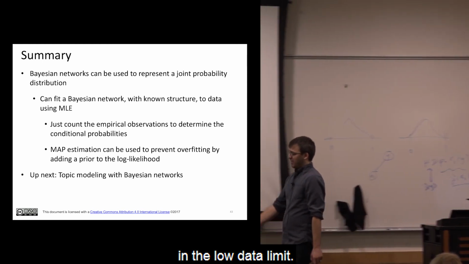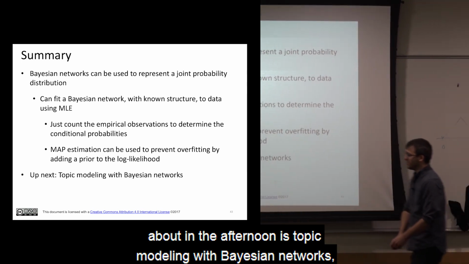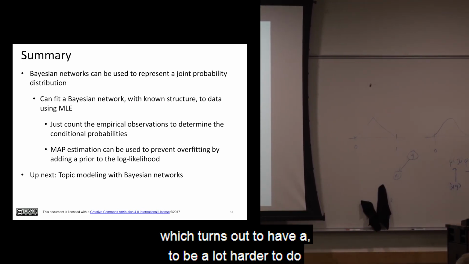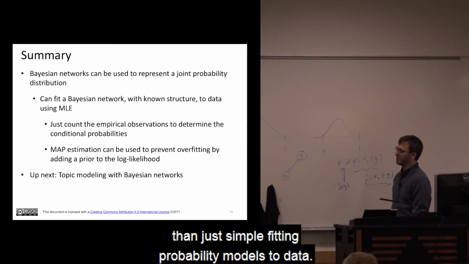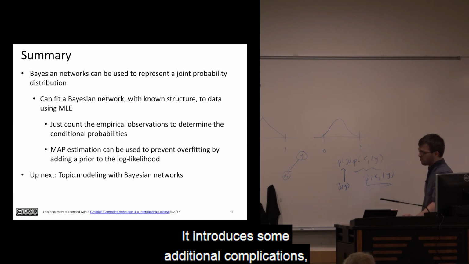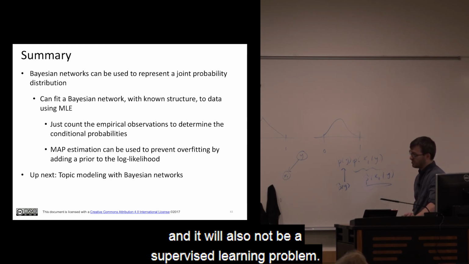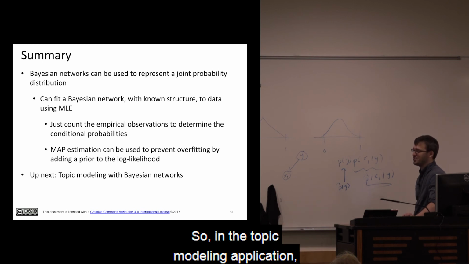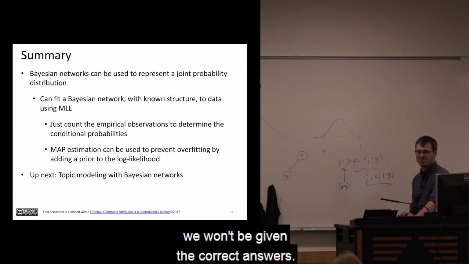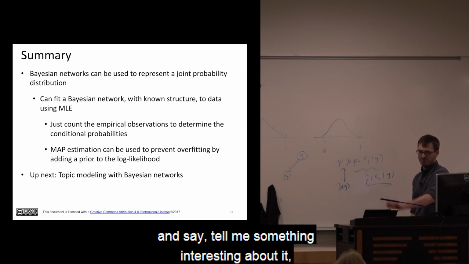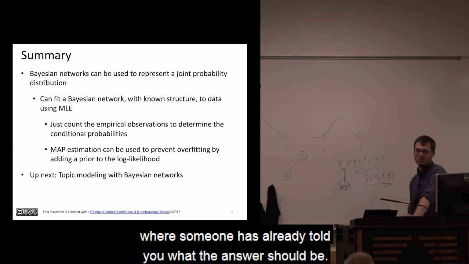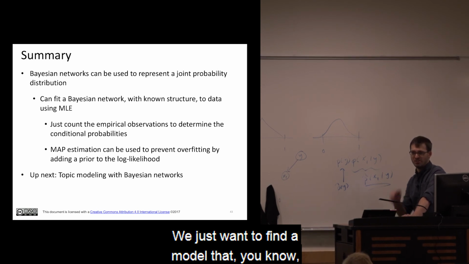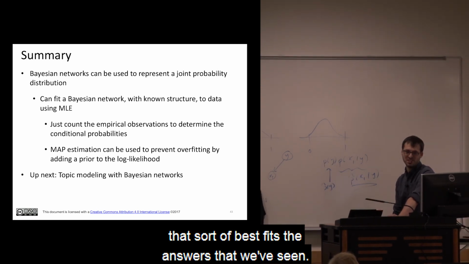What we're going to talk about in the afternoon is topic modeling with Bayesian networks, which turns out to be a lot harder to do than simply fitting probability models to data. It introduces some additional complications, and it will also not be a supervised learning problem. In the topic modeling application, we won't be given the correct answers. Instead, someone's just going to hand us a big blob of data and say, tell me something interesting about it, which is a very distinct task from supervised learning, where someone has already told you what the answer should be and we just want to find a model that best fits the answers that we've seen.